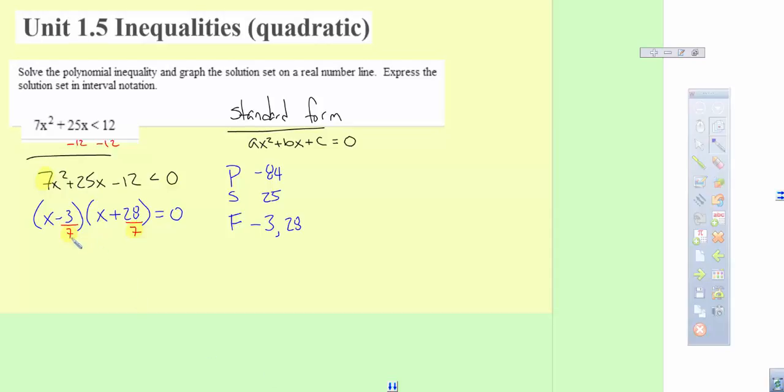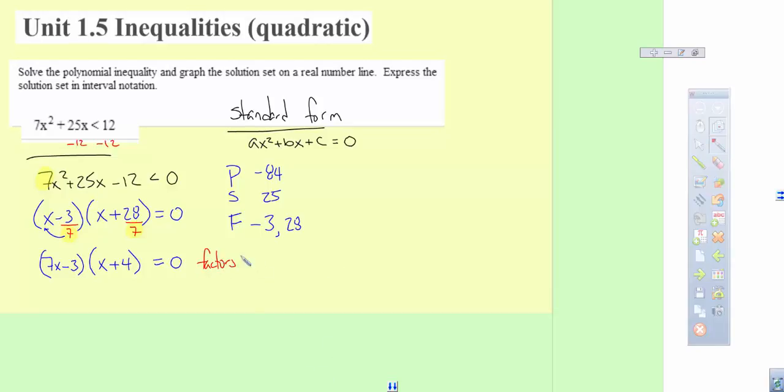And now we say to ourselves, does 7 go into 3? The answer is no, so we move that 7 out in front. This becomes 7x minus 3. Does 7 go into 28? The answer is yes, so we get x plus 4 equals 0. Remember, those are our factors.